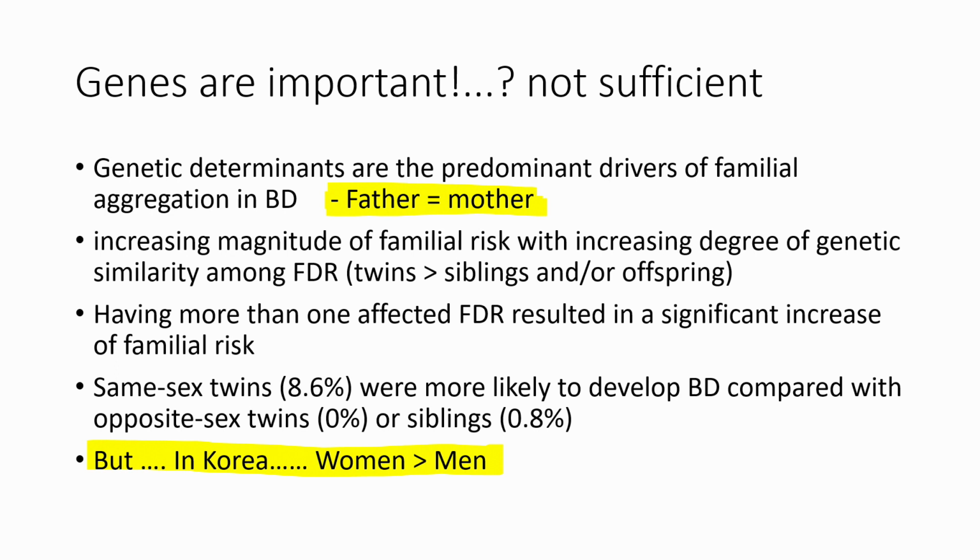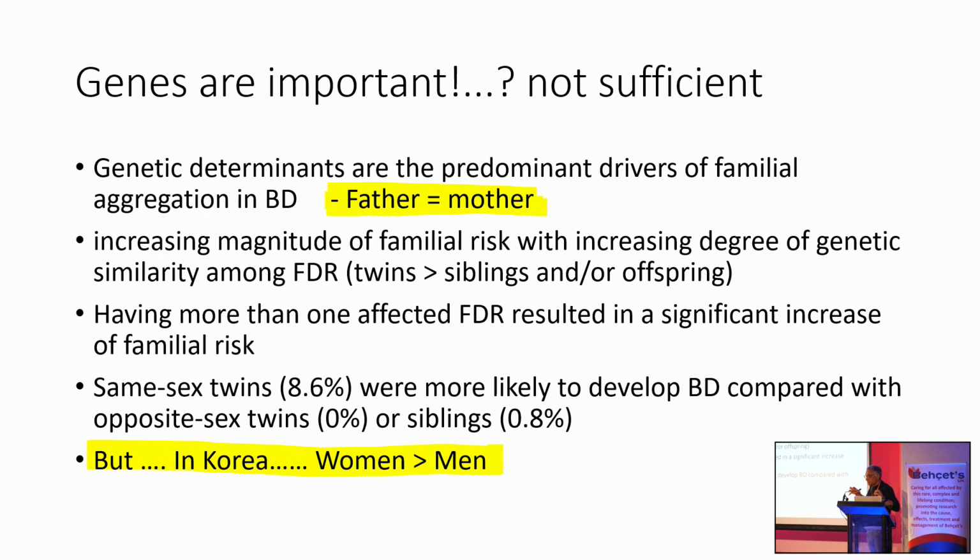So what they found from that study was, first of all, that the genetic component of Behçet's from families was overall quite a small proportion of all the cases that were occurring sporadically overall, okay? But what they found was that there was an increasing magnitude of familial risk with increasing degree of genetic similarity amongst the first-degree relatives, which is what we would expect. Having more than one affected first-degree relative significantly increased the risks. But one of the things I also found was that it was far more common in women than it was in men, even though, as you can see from the previous slide, the risk of passing it on was the same for men and women.